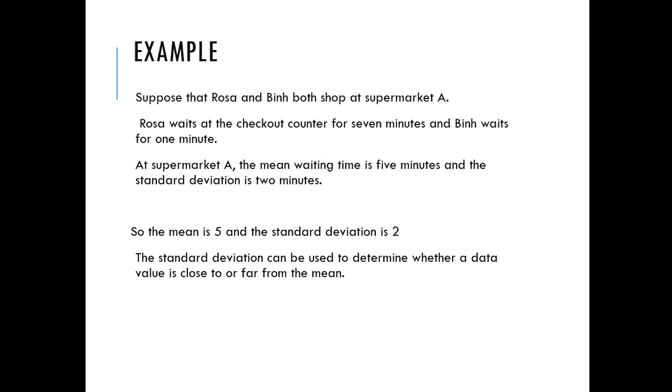So suppose Rosa and Ben shop at supermarket A. Rosa waits at the checkout counter for 7 minutes and Ben waits for 1 minute. So we're going to use a mean of 5 minutes and a standard deviation of 2. And that standard deviation shows us how spread out the data is.